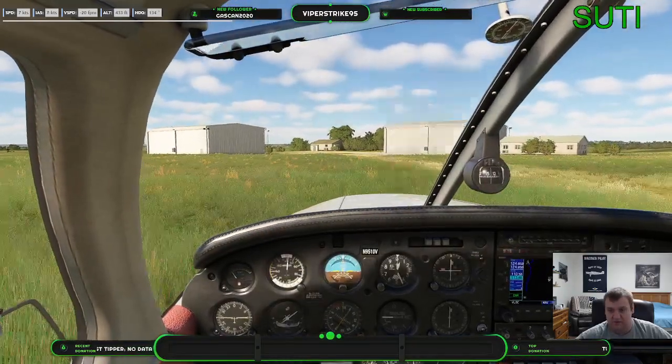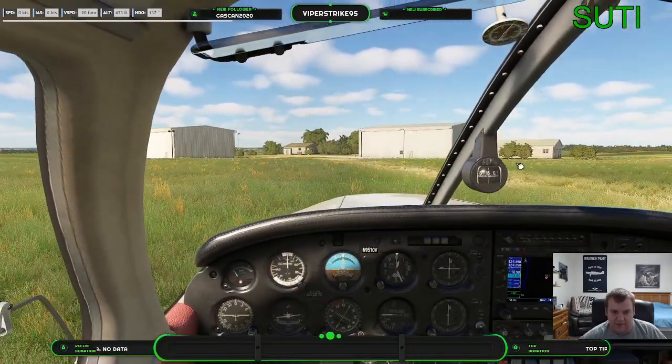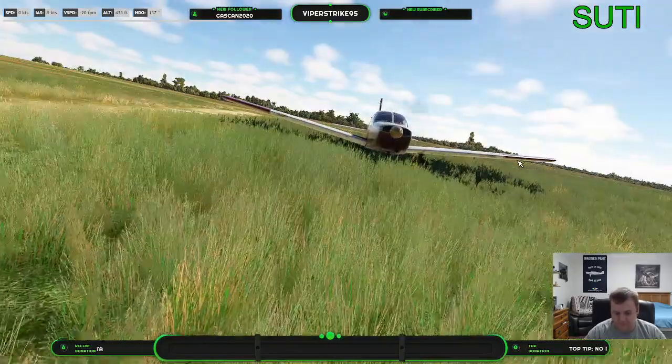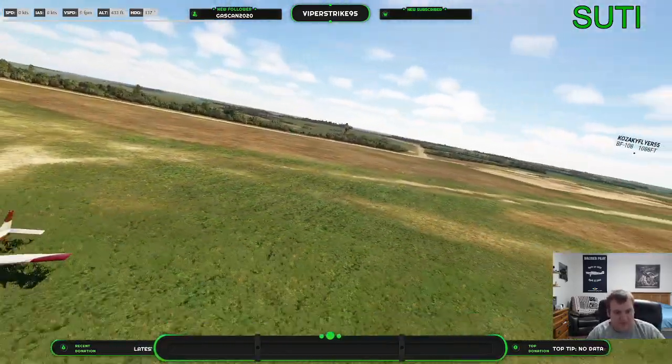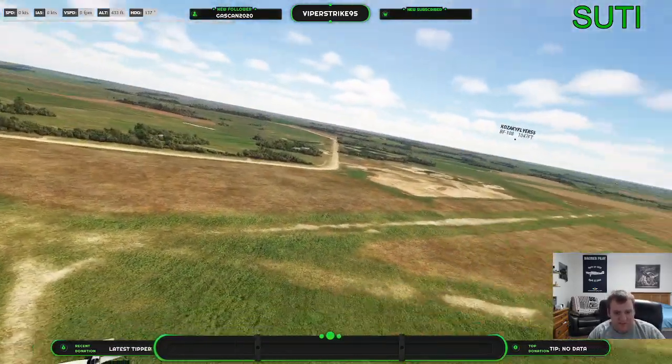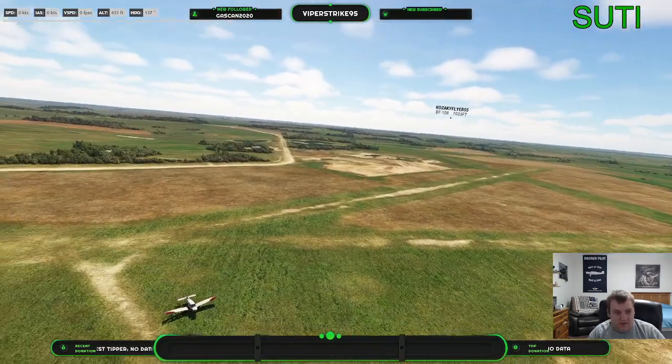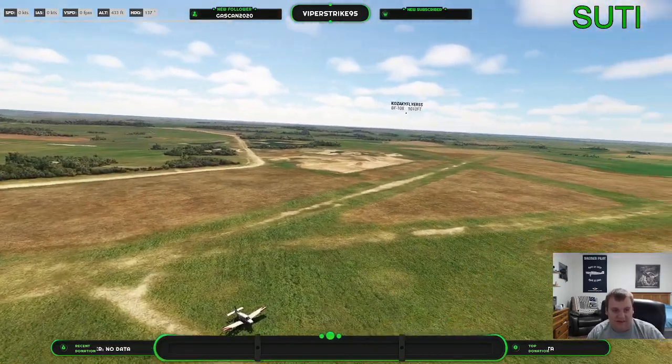Let's just park here for just a little bit. This here is our first stop of the day. Pretty cool little grass strip.